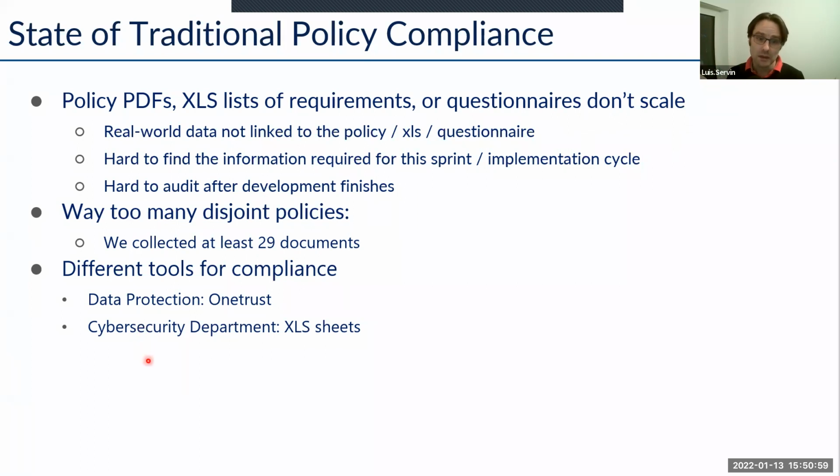So one team might be serving you Excel sheets, whereas another team might be serving you platforms like OneTrust, for example, or whatever they're using, Jira or who knows. So the teams are at a crossroads because how do I demonstrate compliance? How do I keep track of my requirements?